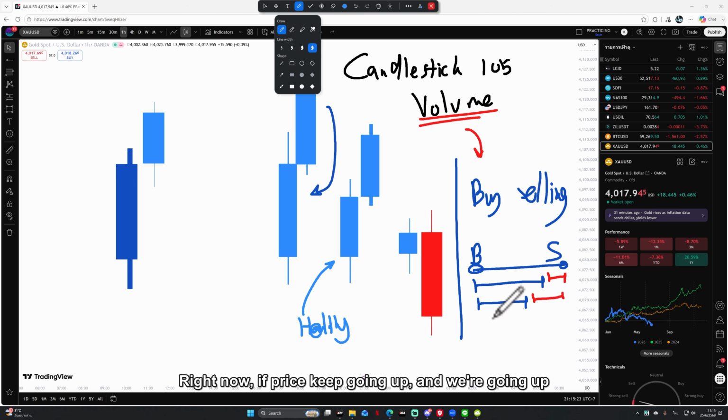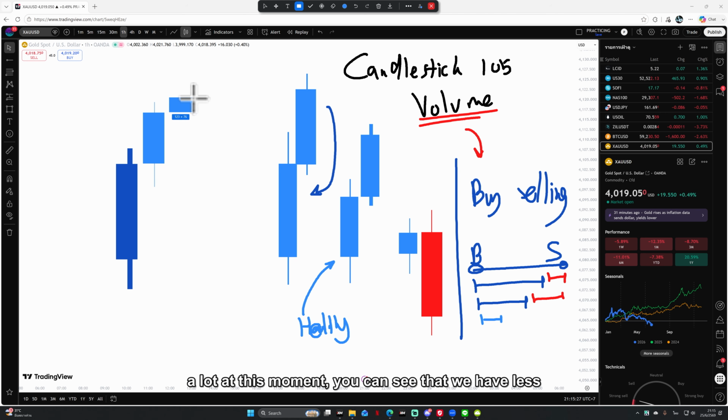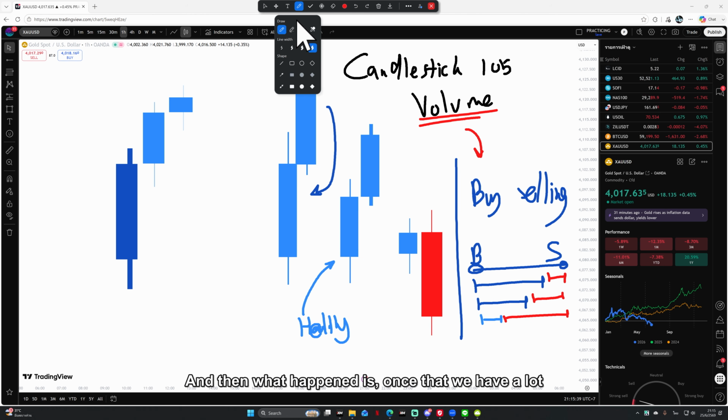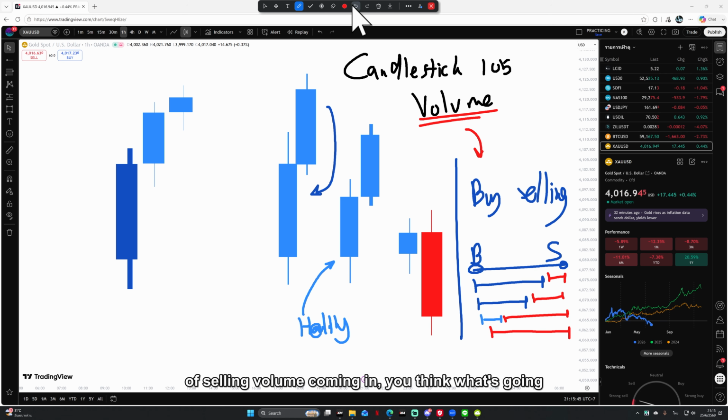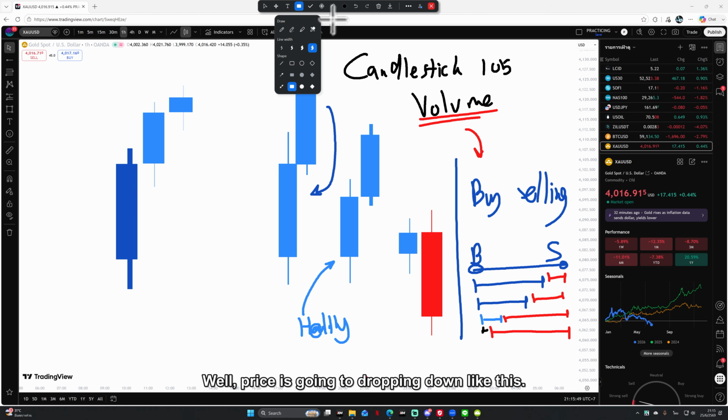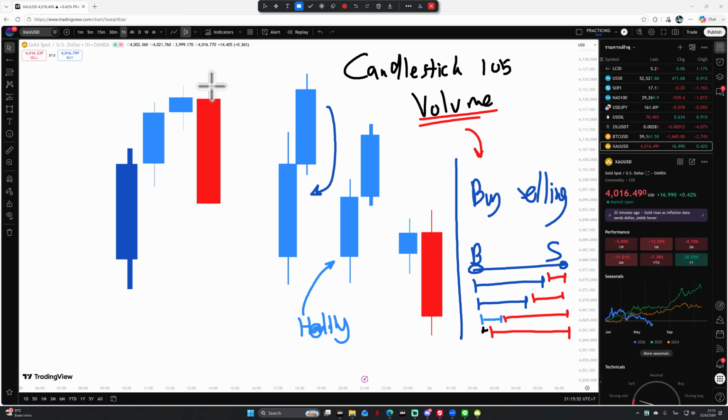Now, if price keeps going up and we're going up a lot at this moment, you can see that we have less and less and less buying volume. So price would start decreasing the momentum of the bullish candle. And then once we have a lot of selling volume coming in, what do you think is going to happen? Well, price is going to drop down like this.